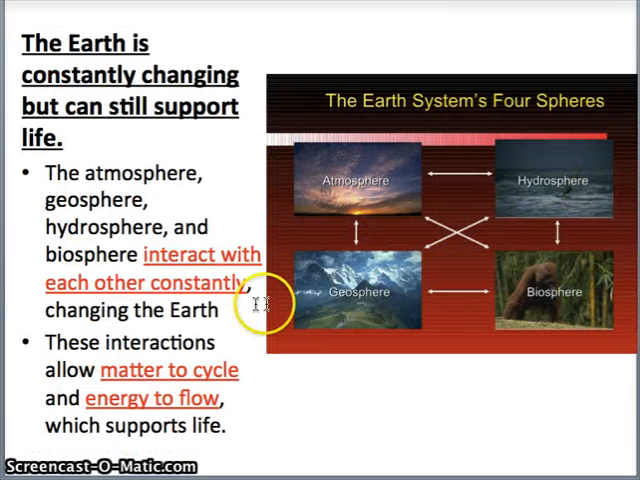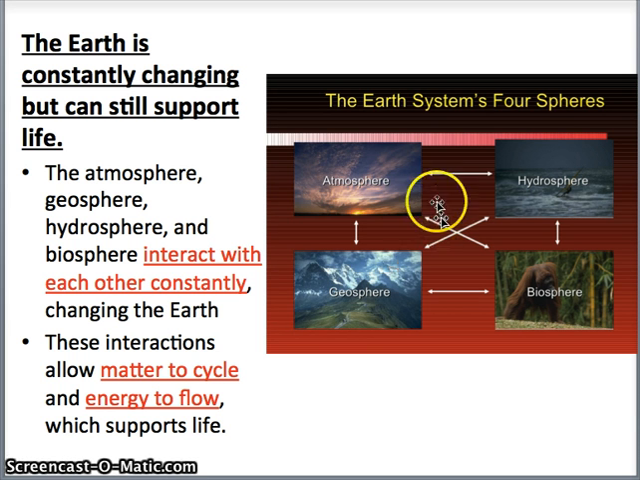So these four systems are always interacting with each other. And when they're interacting with each other, it will change the Earth. So maybe the hydrosphere can crash into the geosphere and erode away some of the rocks, or the biosphere can take water from the hydrosphere, and it's always changing the Earth. It has always been changing since 3.8 billion years ago.